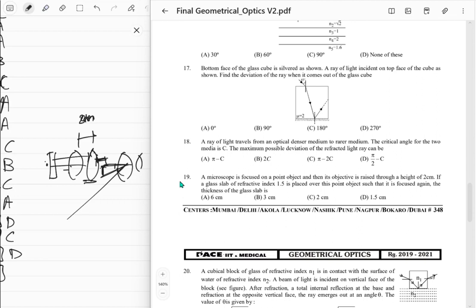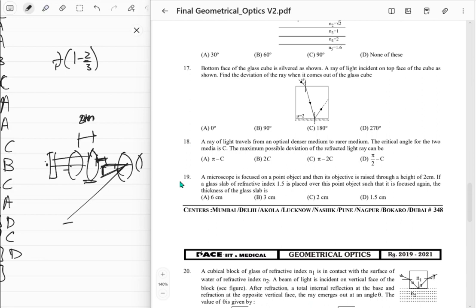It just shifts the whole thing, right? So your v minus u will be shifted by the thickness times 1 minus 1 upon mu. If mu is 1.5, then it's 2/3, of course. So t upon 3 is how much it got shifted, right? Of course, it's towards the right.